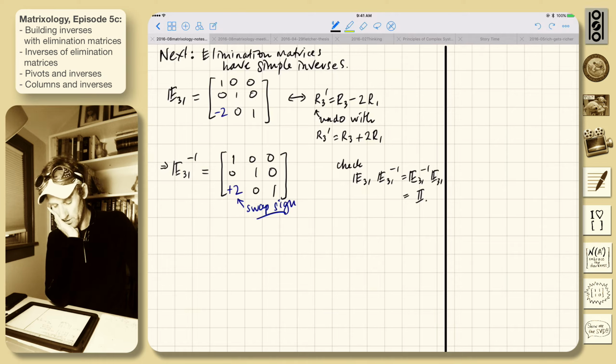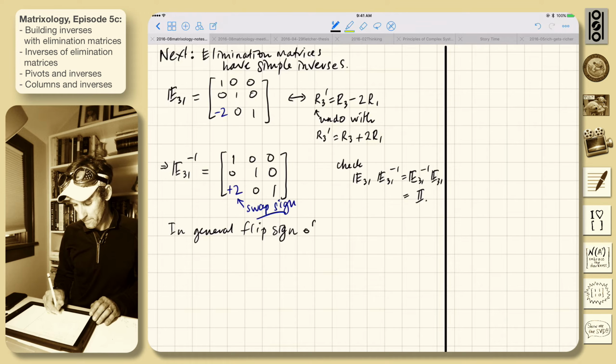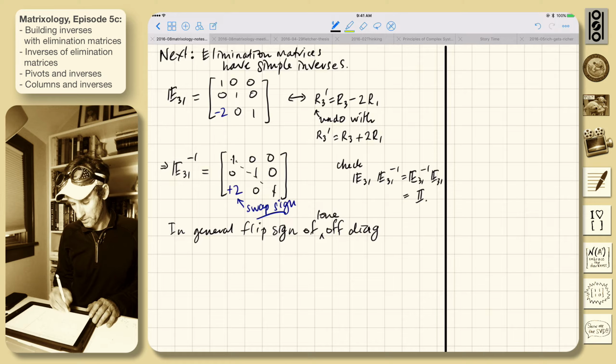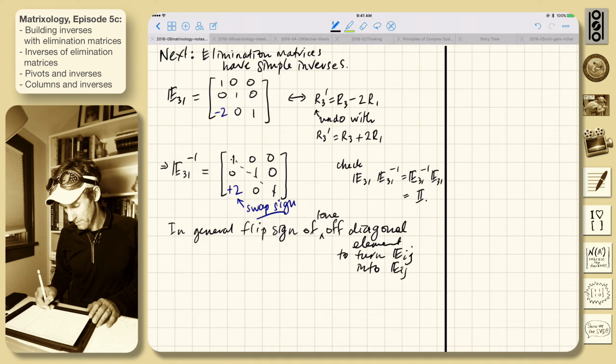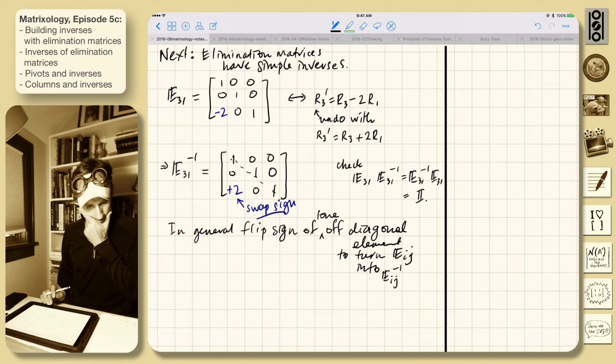So that's the general rule. In general, flip the sign of the off-diagonal element. There's just the lone off-diagonal element. This is diagonal, this is off-diagonal element, to turn E_ij into E_ij inverse. Okay, that's a good thing.